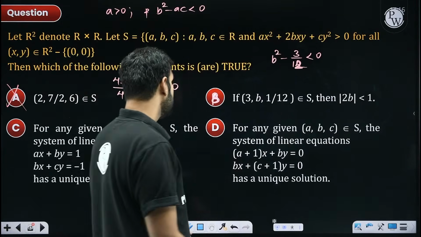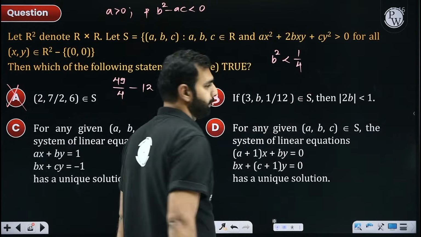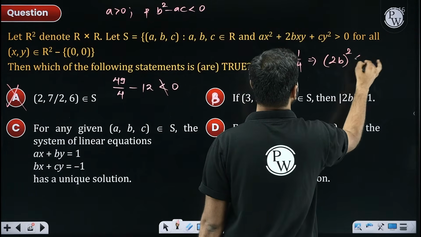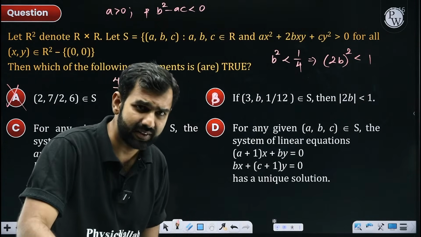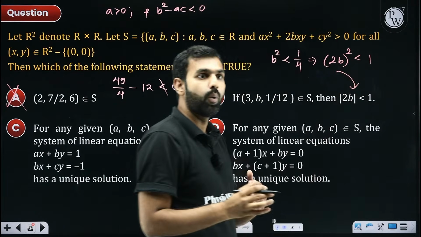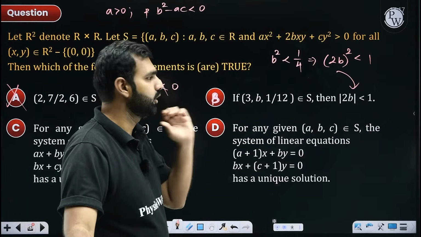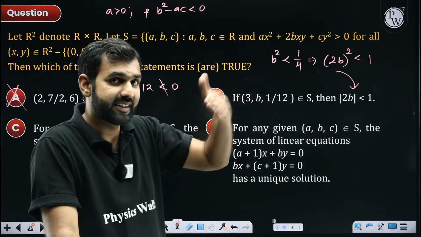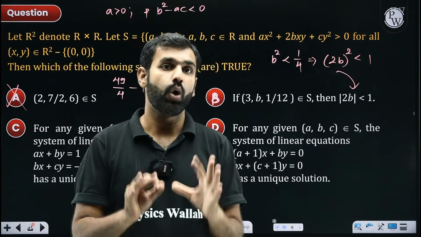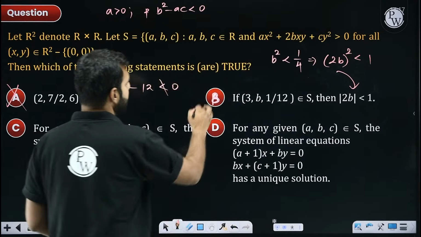So 3 by 12 is 1 by 4. So 1 by 4 when it goes to the other side, it is B square less than 1 by 4. 4 is positive, I can bring it here like this. That means 2B whole square is less than 1. This is the conclusion I'm receiving. Can I not say if 2B square is less than 1, that can be written as mod 2B less than 1? I hope you are getting it. If X square is less than A square, then X lies between minus A to A, or mod X is less than A. That's exactly what we have used here. All the participants, did you all get that? Can I move ahead from here? Everybody? So I think option B is absolutely correct.